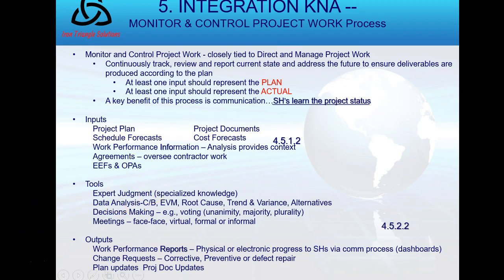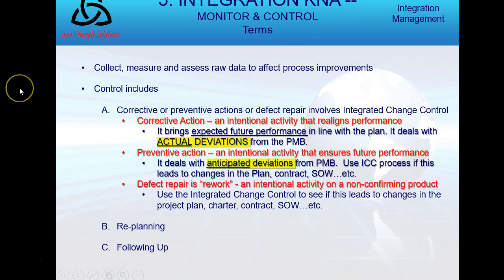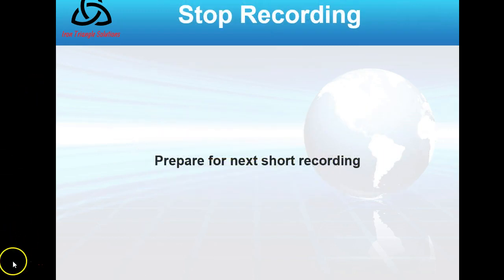And my outputs are work performance reports, change requests, again, just like the executing process group called direct and manage project work. My output is a change request. I can't make the change here. I have to go to integrated change control, but I can make a change request. And of course, I can update project plan and documents. Okay. Some quick definitions on corrective, preventive, and defect repair, important for the exam. Please review those, and that is it for this lesson.